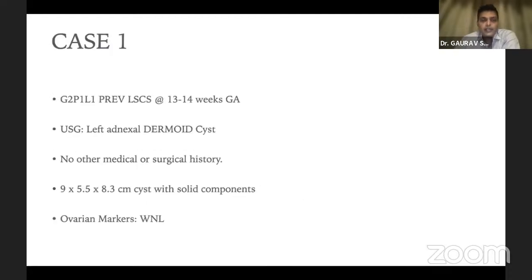So now coming to two cases, the last two cases managed with pregnancy with an ovarian cyst. This was a gravida 2, para 1 living 1, a previous LSCS who came at about 13 to 14 weeks gestational age. She had a left adnexal dermoid cyst and was complaining of persistent pain. She had no other medical or surgical history. On the ultrasound, we found a 9 by 5.5 by 8 centimeter cyst with solid components. And we did the ovarian markers, which were within normal limits.